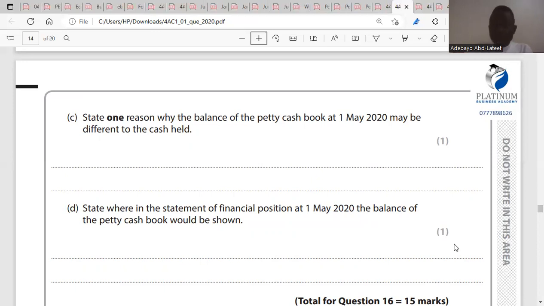So if you don't have $50 with you, you have less than $50 with you. That means you don't have $100 anymore. It would have meant that someone has stolen the money, or you did not record some of the receipts, which is a voucher, or one of the vouchers is lost. Is it clear?